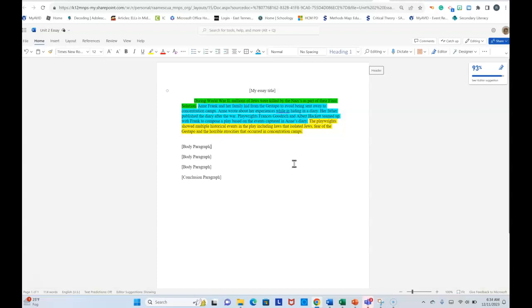So here, my first body paragraph would be about laws that isolated Jews and how that was reflected in the play. My second body paragraph could be about the Gestapo. My third paragraph could be about concentration camps. Again, your conclusion is how you felt the playwrights did. Were you able to understand how it felt to be a Jew during World War II by reading this play? That's your conclusion paragraph. So I've modeled, please do not copy this as your paragraph. This is a model.